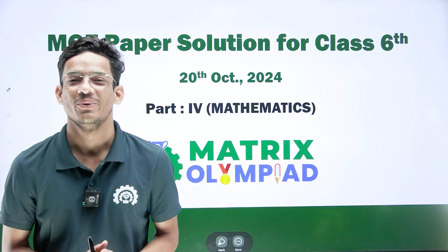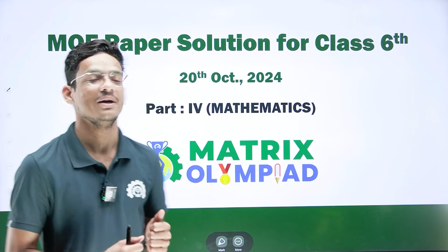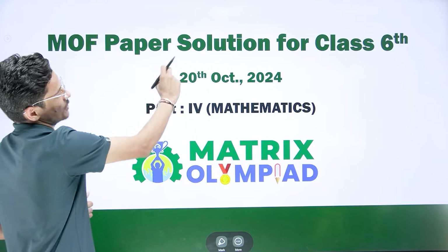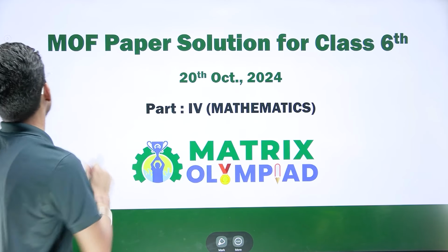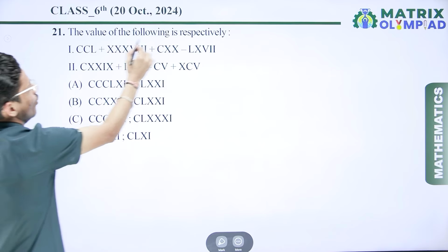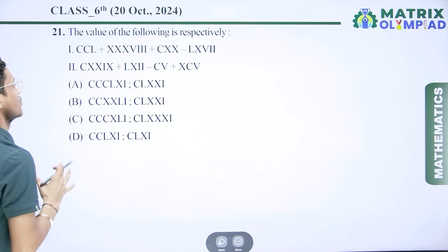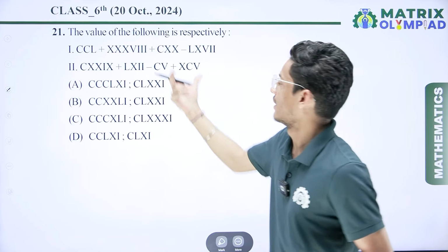Thank you. Hello everyone, welcome to the 2024th edition of Matrix Olympiad. So today I am here to discuss the MOF paper solution for class 6th for math subject. So let's start. So here we have question 21. The value of the following is respectively. So here we have two values and we have to simplify.